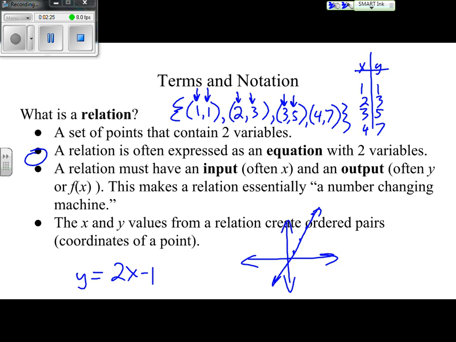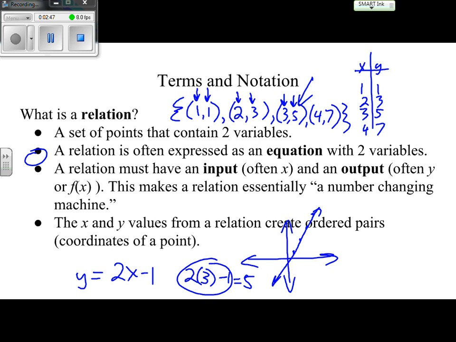And you can check that. So let's take a random one like my 3, 5. If I plugged in a 3 for x, I would have 2 times 3, which is 6, but I'd get minus 1, which would leave me my y of 5. So again, 2 times 3 minus 1 is going to get me a y of 5. So this was my input, and that was my output.